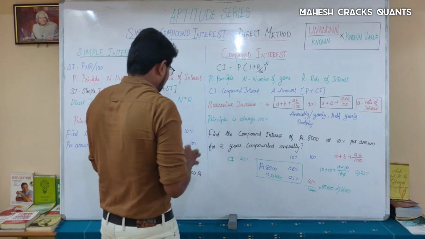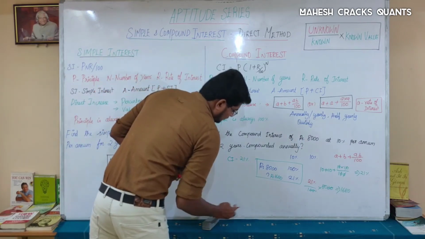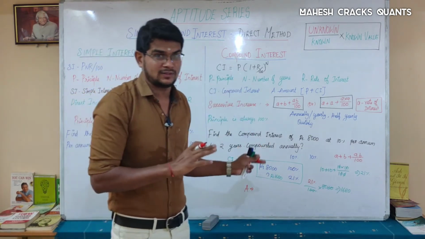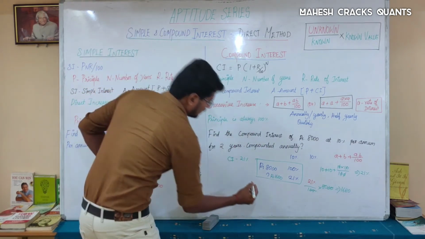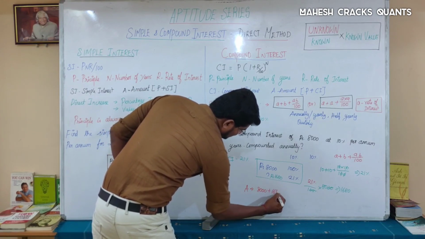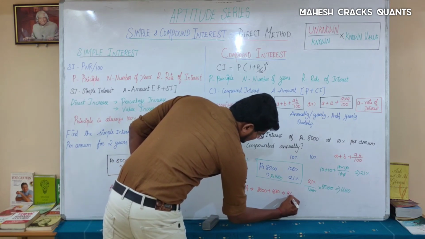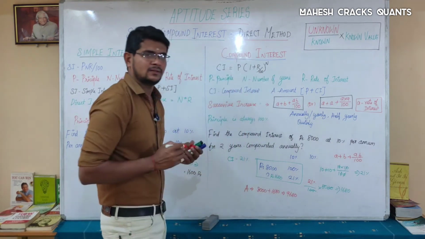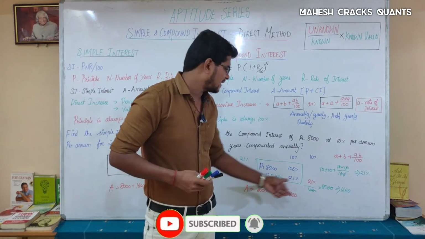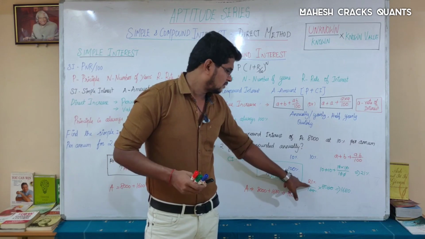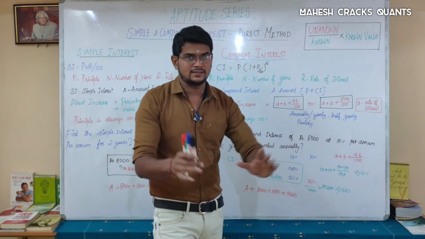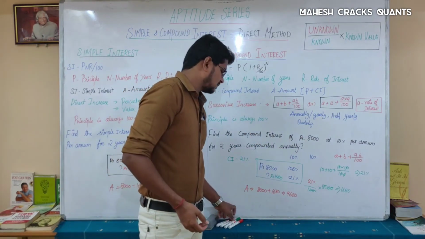If the question is about the amount, the total amount to be returned after 2 years in compound interest, then you have to add principal plus compound interest, which equals 9680. That is the total amount. If the question is about the amount, you can directly place 121 in the numerator, 100 in the denominator, and then into 8,000 you will get the answer. That's all for compound interest and simple interest basics.